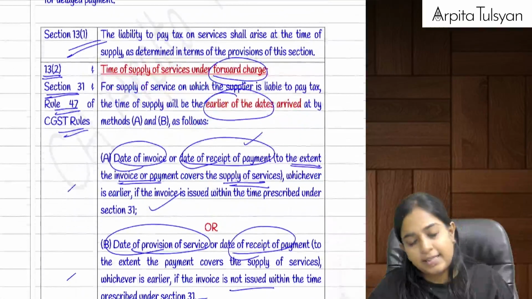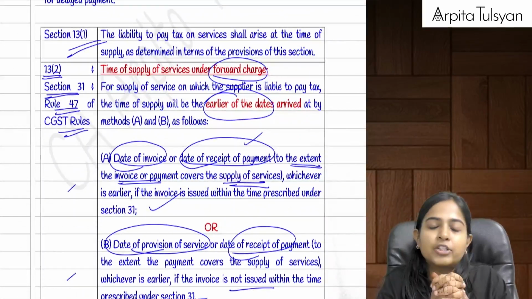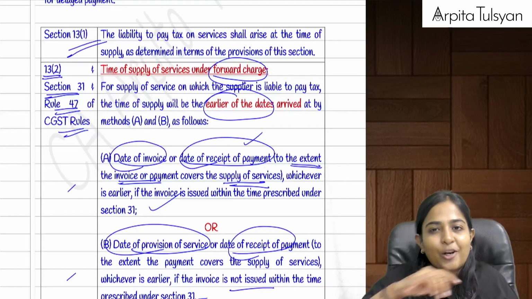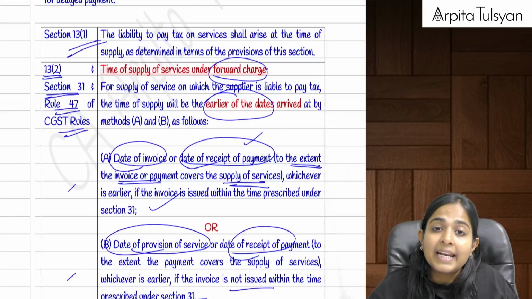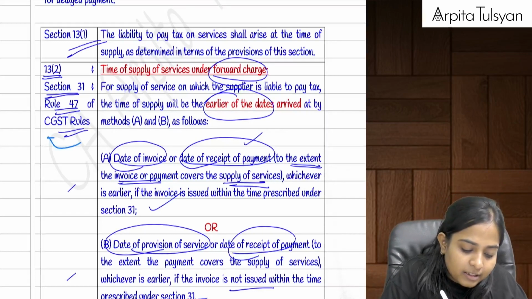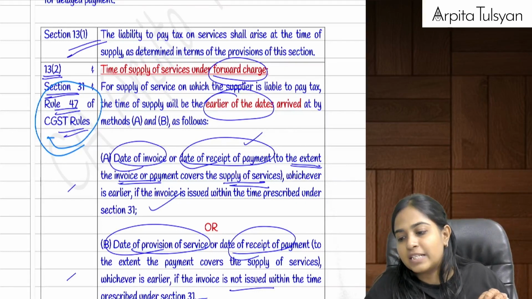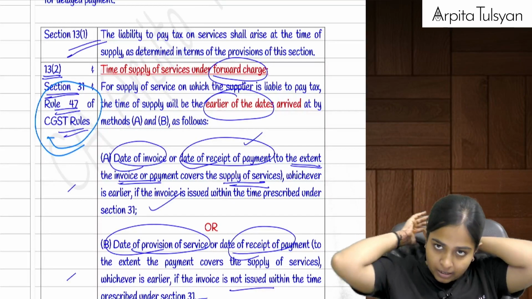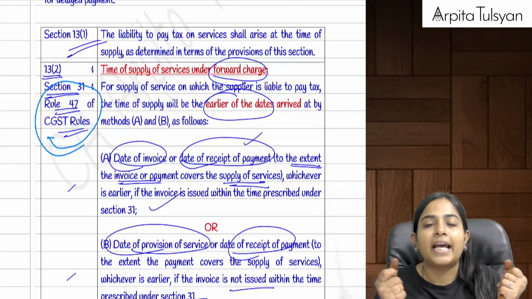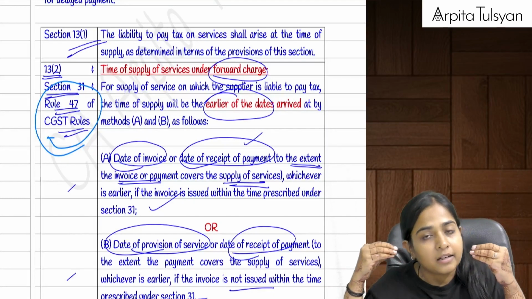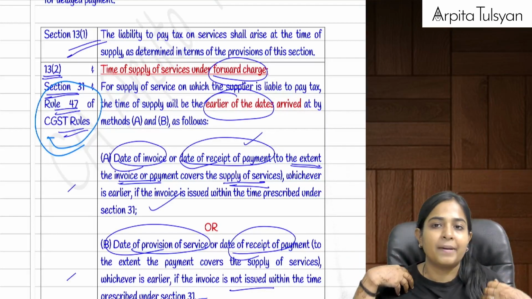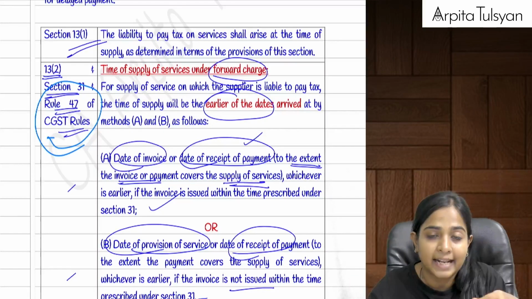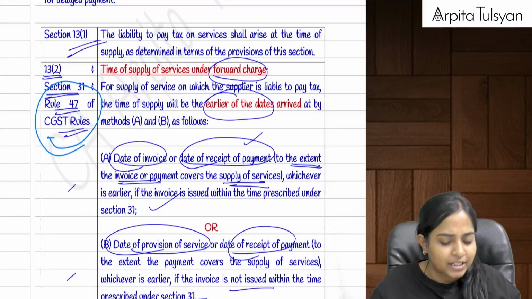Now let's start. Correspondingly, we have section number 13 subsection 2. Section 13 subsection 2, again we have to read along with section number 31 and along with rule number 47 of the CGST rules, where we are going to study about invoicing only. Now let's recollect. Time of supply of services under forward charge, that is, I am the supplier, you are the recipient. I am providing you some service, I am going to collect the money plus the tax from you, and I am going to pay the tax to the government.